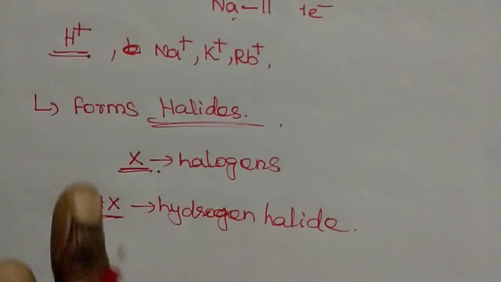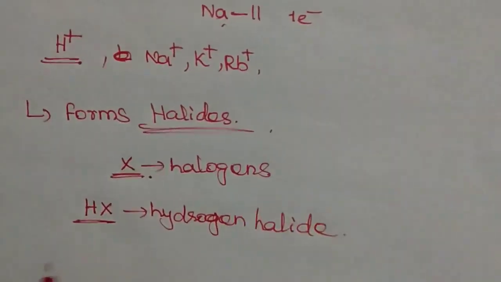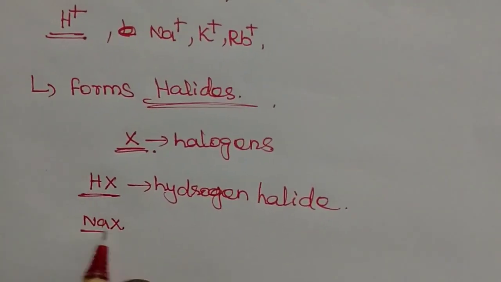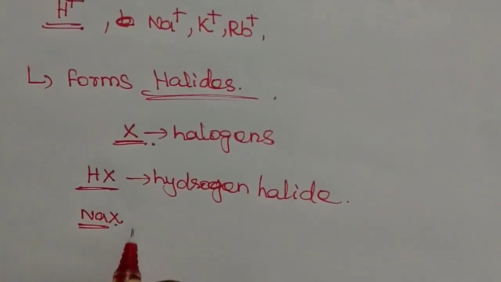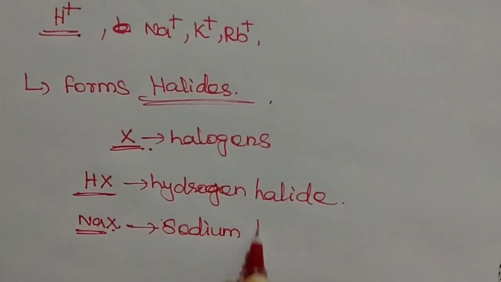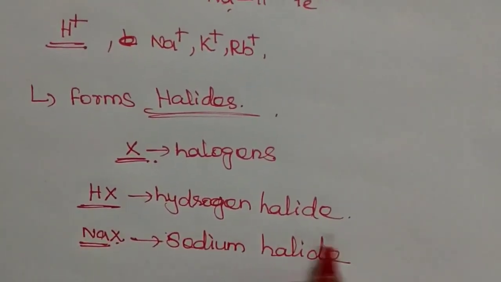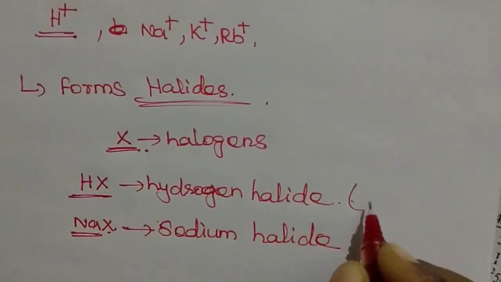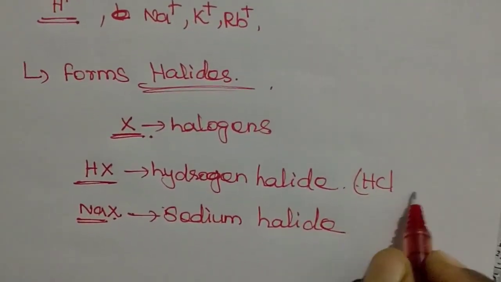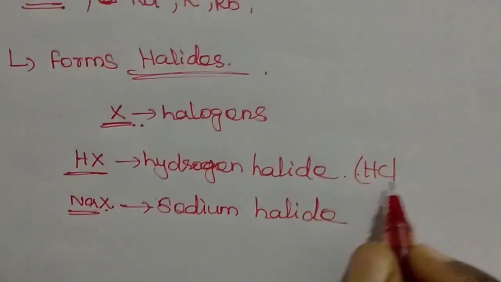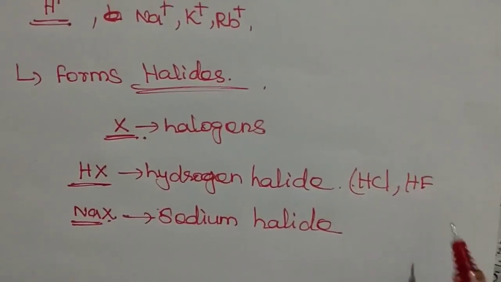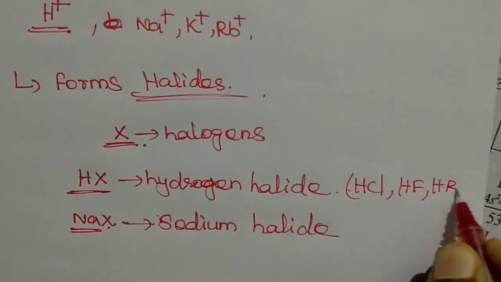Then alkali metals can also form halides, like sodium halides. Sodium is one alkali metal, and X is halogens, so it is sodium halide. For the hydrogen halide, you can give the example hydrochloric acid. Chlorine is the halogen combined with hydrogen, so the general name is hydrogen halide, but the actual name is hydrochloric acid. Then HF, then HBr, etc.